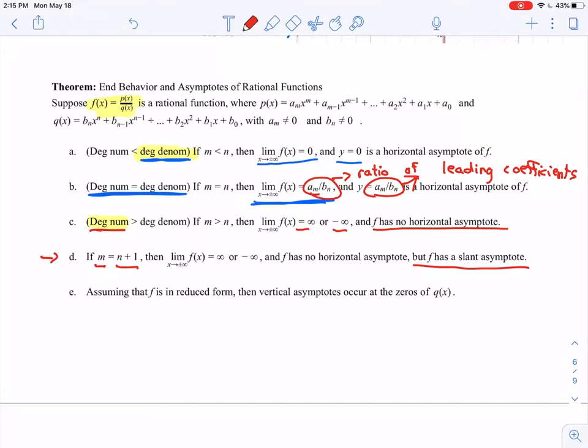And then last one, part E, this is also review here. It says, assuming that f is in reduced form, then the vertical asymptotes occur at the zeros of q of x, essentially the zeros of the denominator here.